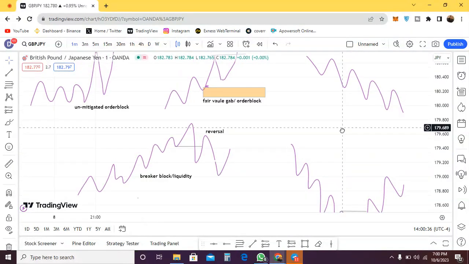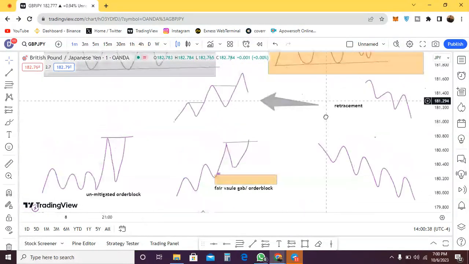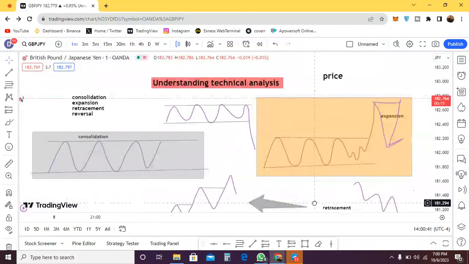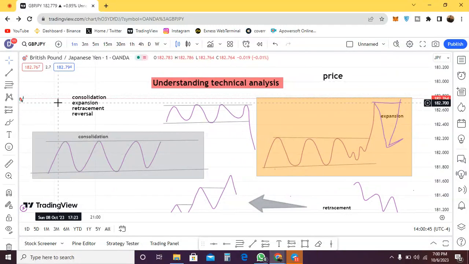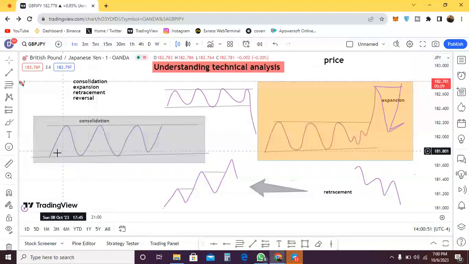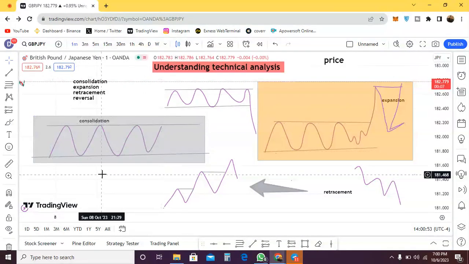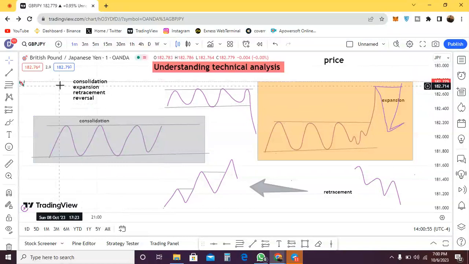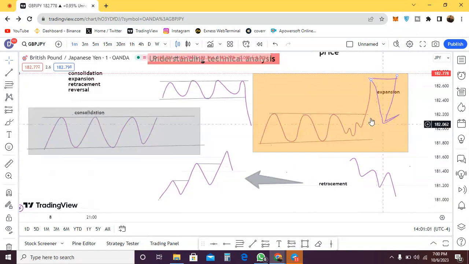Let's go back. When you open the chart, there are four things price can likely do: consolidation, expansion, retracement, or reversal. If the price is in consolidation, you can trade support and resistance. If the price is on expansion, you open your chart and it just expanded. Your reference point would be an order block for an expansion.